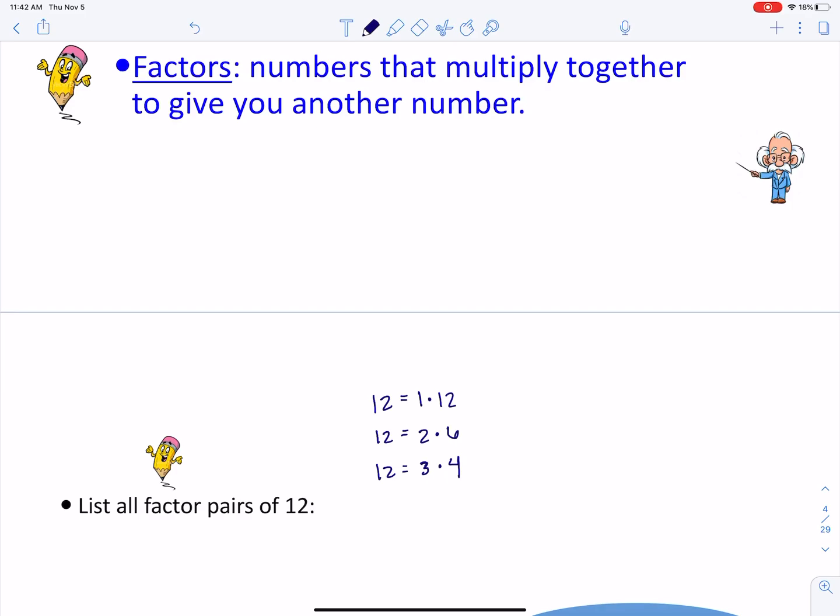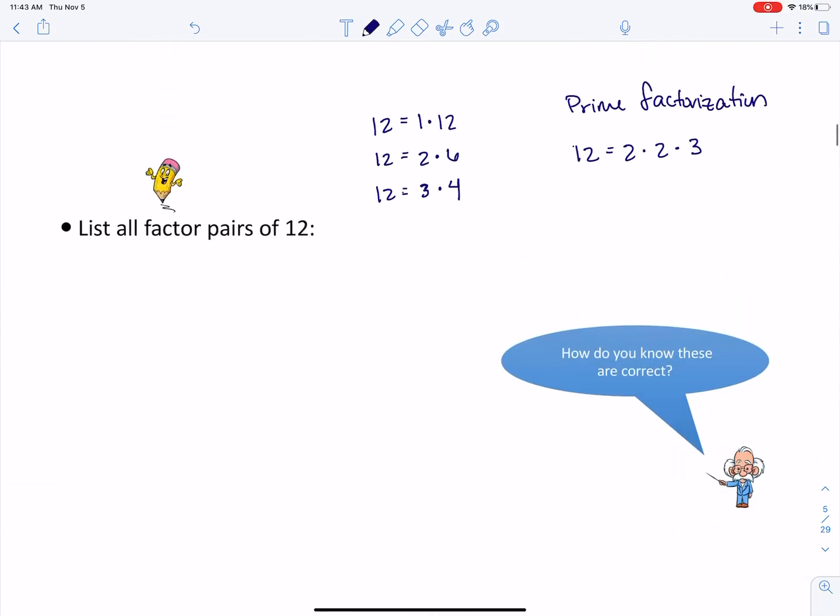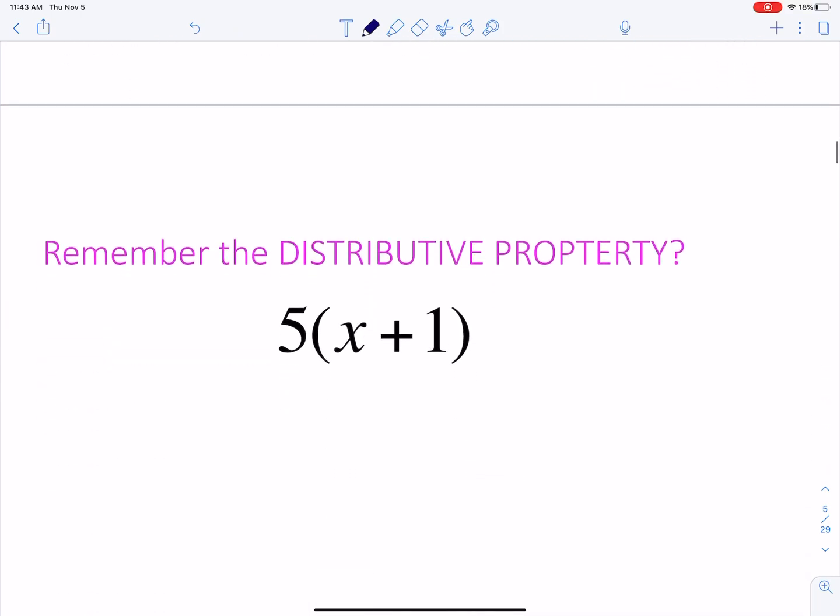We can also do a prime factorization. That means we're going to split 12 into prime numbers, so I like to say it is 2 times 2 times 3. That's called a prime factorization, meaning you break it all the way down to those prime numbers. Those are all of our factors of 12. And we know we're correct because we can go back and multiply them and they all equal 12.